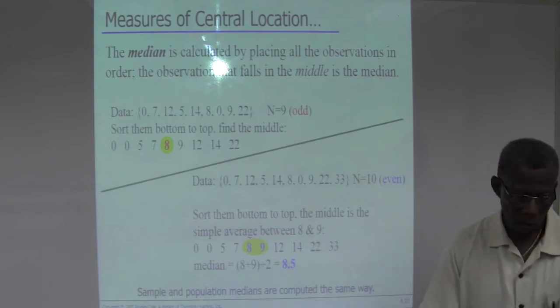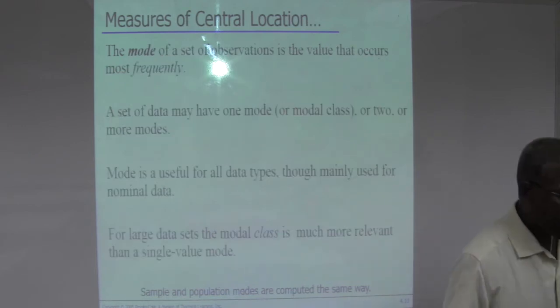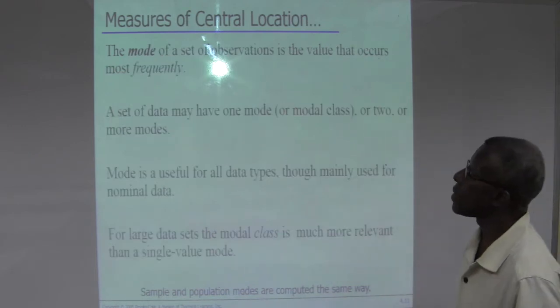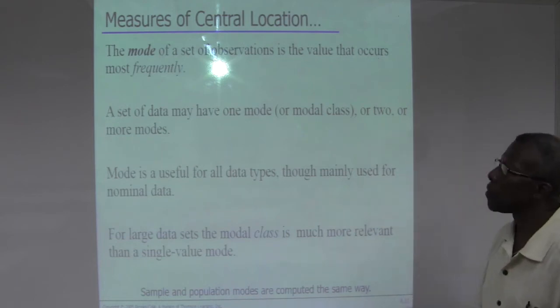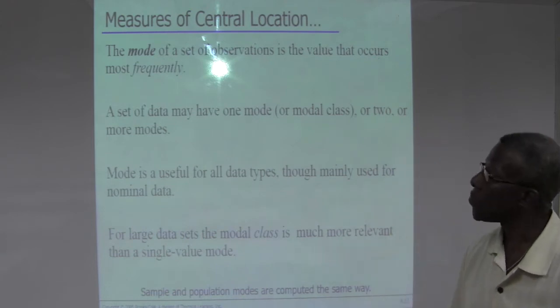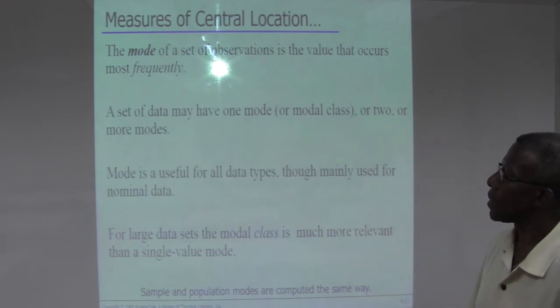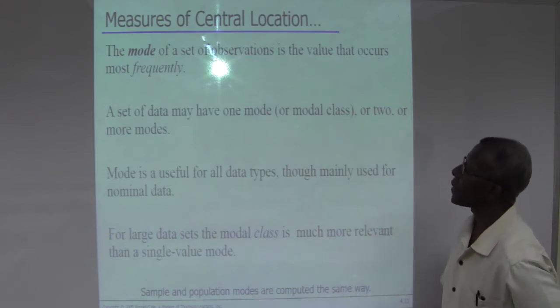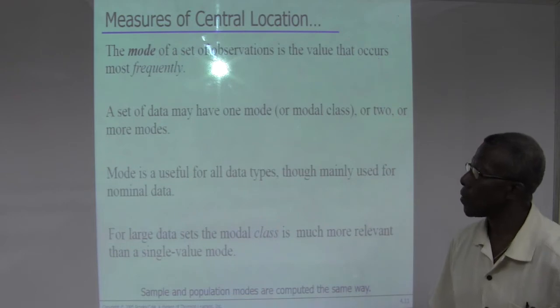Note. That's the median. Measures of central location, we continue with that. The mode. The mode of a set of observations is the value that occurs most frequently. That is the value with the highest frequency. A set of data may have one mode, or a modal class, or 2 or 3 modes.